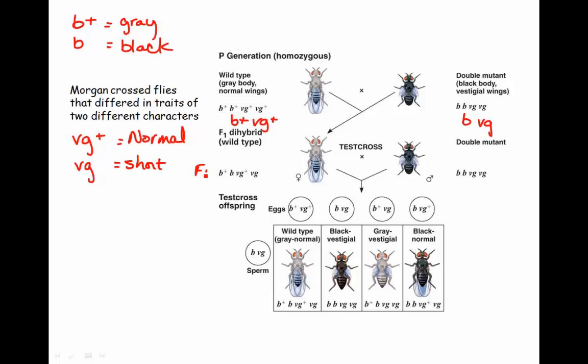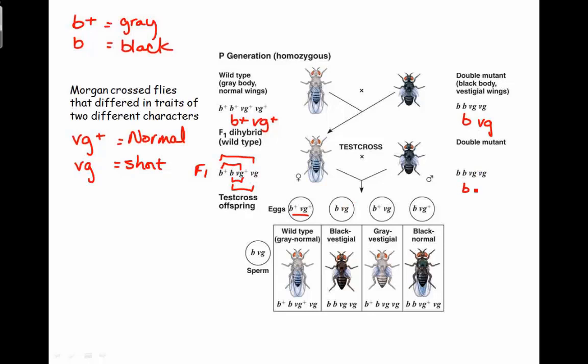He then performed a test cross, very similar to what we just looked at on the last slide with Gregor Mendel, by crossing that F1 hybrid with the double mutant again. So from this one, we would expect to get any combination of the B's with the VG's, so B plus with VG plus, which is the first one here. We expect B plus with VG regular, which is over here. We expect to get B with the VG plus, which is this one, and then we expect to get the two mutant versions together, which we have right here.